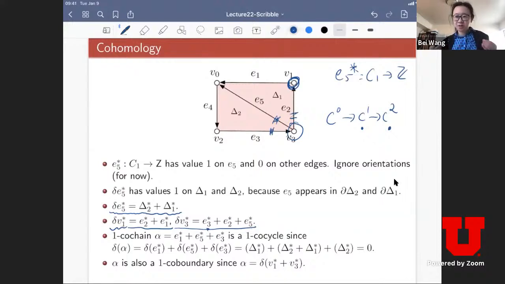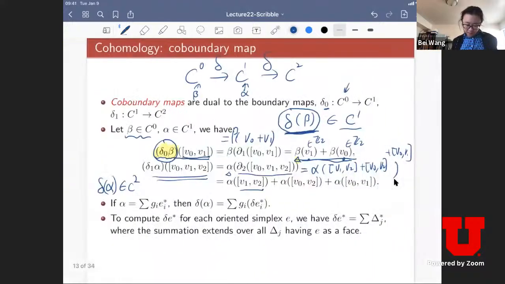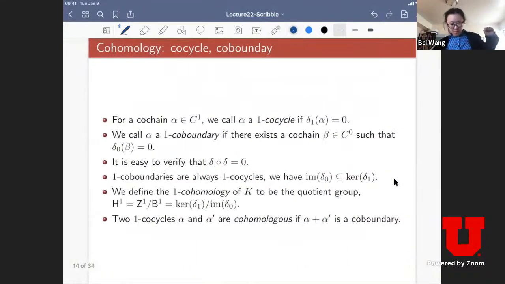Co-boundary is looking at adjacency one dimension higher. Everything else looks nice. Okay. What I would like to show is that now you have co-boundary operations. You can also define co-boundary and co-cycle. So that is the next slide here.